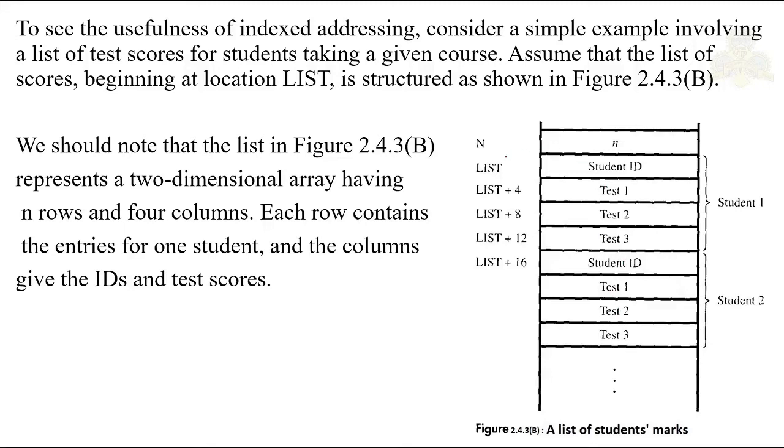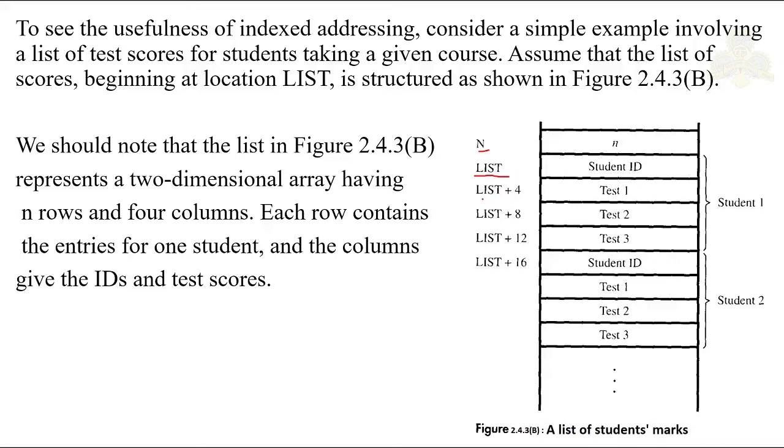Now say suppose the number of students is stored in a location n, and this is the front of your list. Then you have list, which is a memory location name. Here the first student ID is present. This ID can be a roll number or register number so that a student can be identified. Then the test 1 marks for this particular student are present in list plus 4.